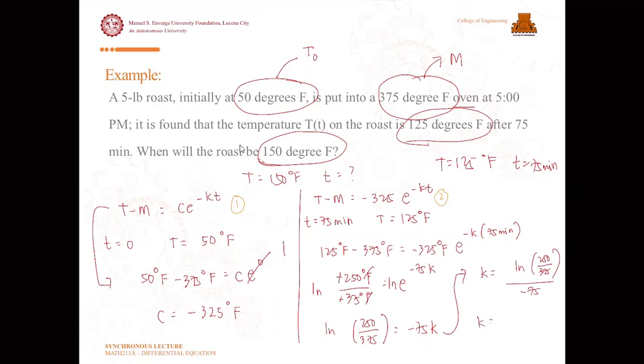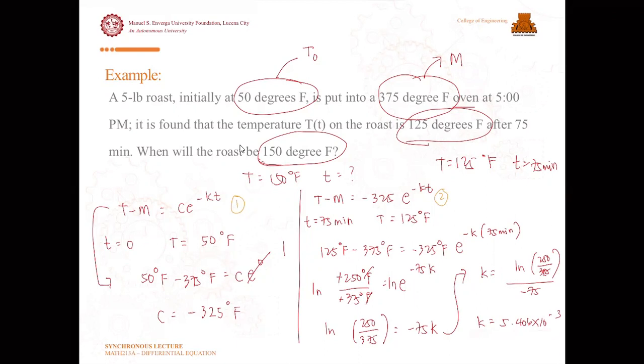Okay? Pag sinolve nyo sa calcu, ln 250 over 375, sorry, 325 lang pala yun, 325. Okay? Tapos divide mo ng negative 75. Your value is 5.406 times 10 raised to negative 3. So, note nyo na positive yung value na nakuha natin para sa K kasi kinonsider na natin sa equation natin na naka-negative yung value ng K natin. So para consistent lang tayo. So, meron na tayong value ng K.